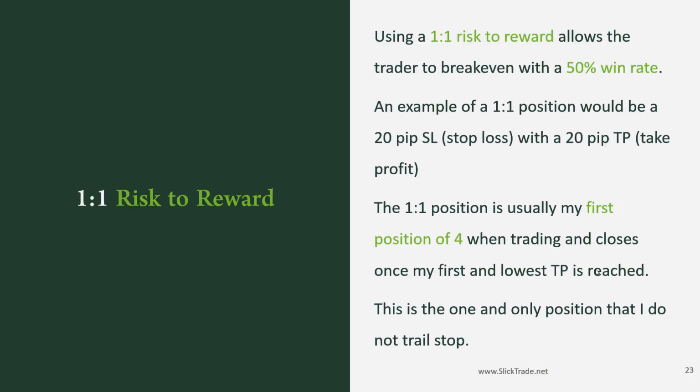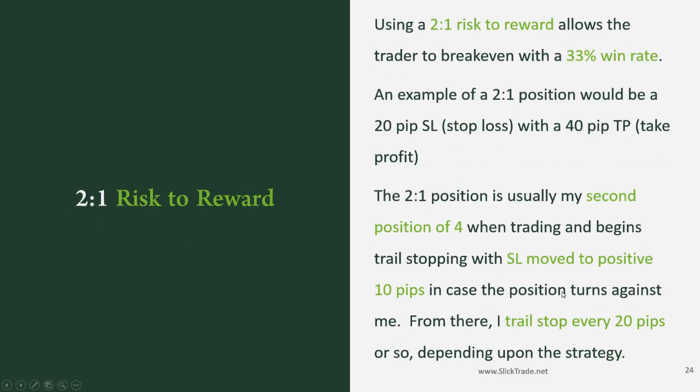1-to-1 risk to reward allows the trader to break even with a 50% win rate. That's the same as a flip of a coin, okay? An example of a 1-to-1 position would be a 20 pip stop loss with a 20 pip take profit. The 1-to-1 position is usually my first position of 4 when trading and closes once my first and lowest take profit is reached. This is the one and only position that I never trail stop, okay?